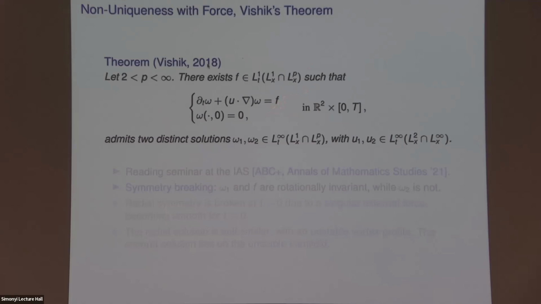I mean, there exists one such that if we impose as initial vorticity 0, then we can construct at least two distinct solutions with the same initial condition 0, the same body force f, and belonging to the natural classes. So the vorticities are L^1 and L^p. p here is fixed, an exponent between 2 and infinity, and the velocity fields are bounded, and they belong also to the energy class. I mean, they have finite kinetic energy, L^2 in space, L^infinity with respect to time.